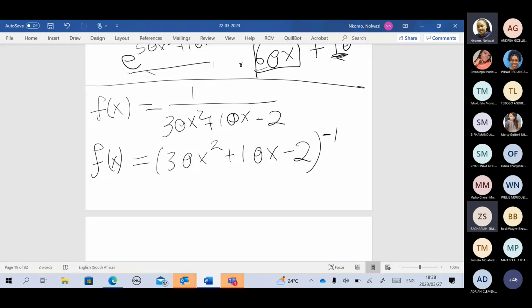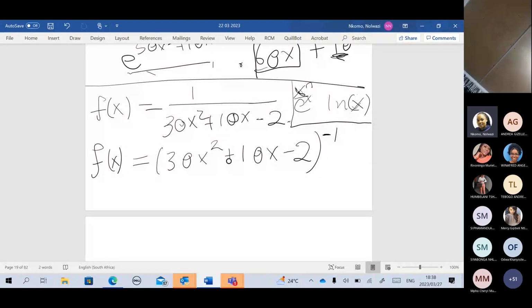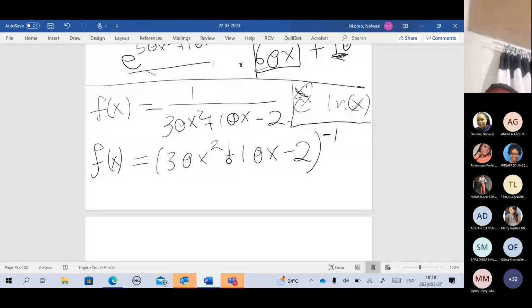You see, now we can compare this f of x and check which function we need to write that this f of x is in the form of. We have x to the power n, we have e to the power x, we have ln x. You see, x to the power n is the closest form if we compare all these functions to our f of x, whereby we'll say our n is minus 1, right?